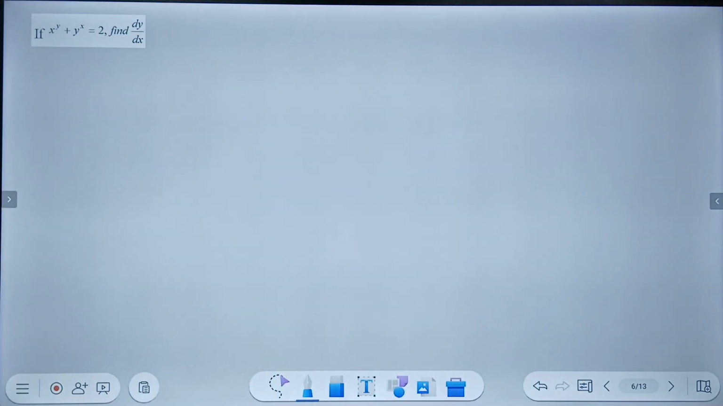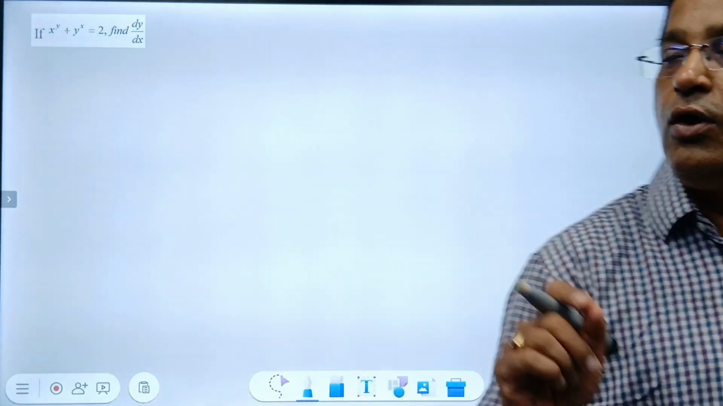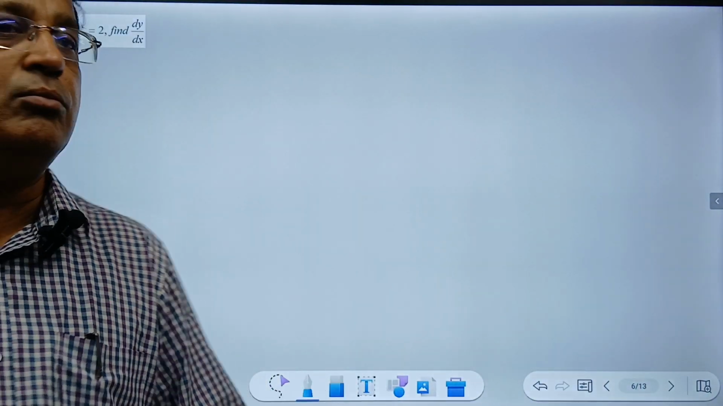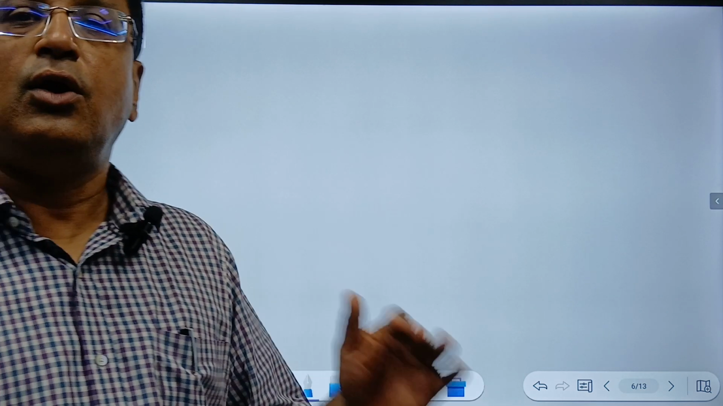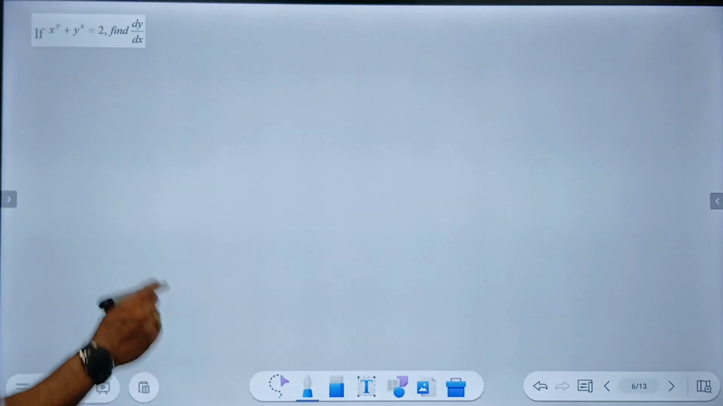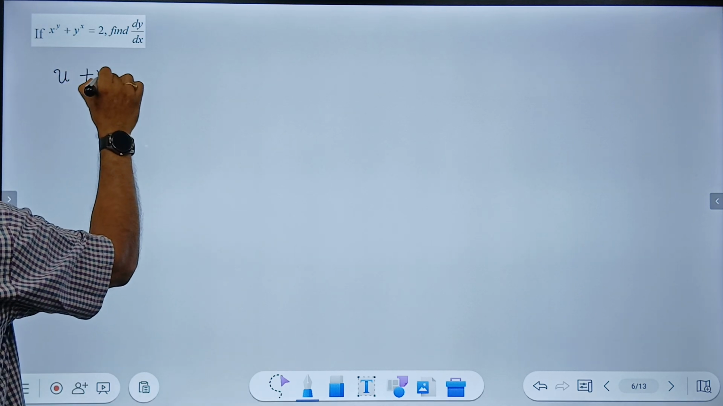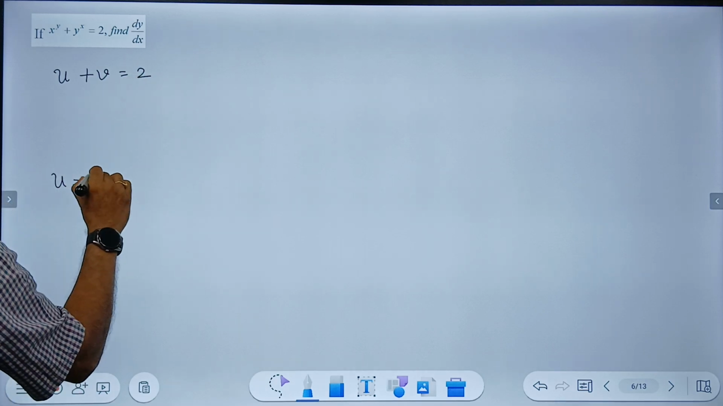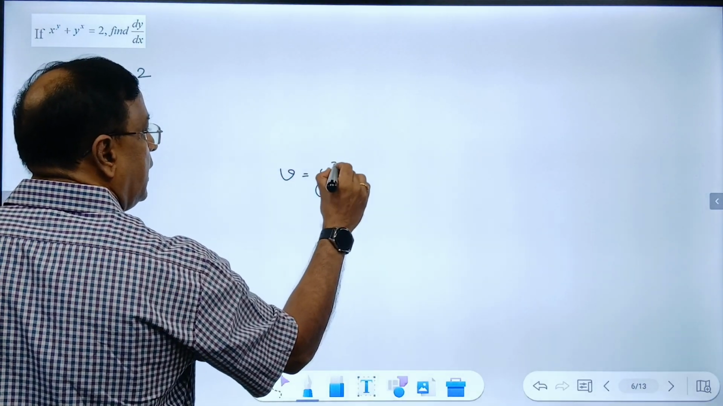Now look at this. This is again a very important type of question. x^y + y^x = 2. You cannot take log on both sides because there is a plus sign. Log(m + n) is not log m + log n. So what I will do is call the first term u and the second term v, so u + v = 2. My u is x^y and v is y^x.